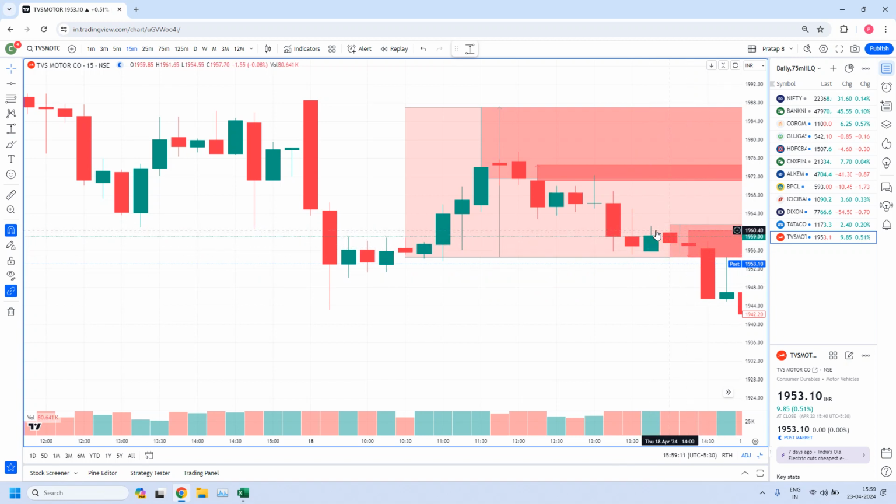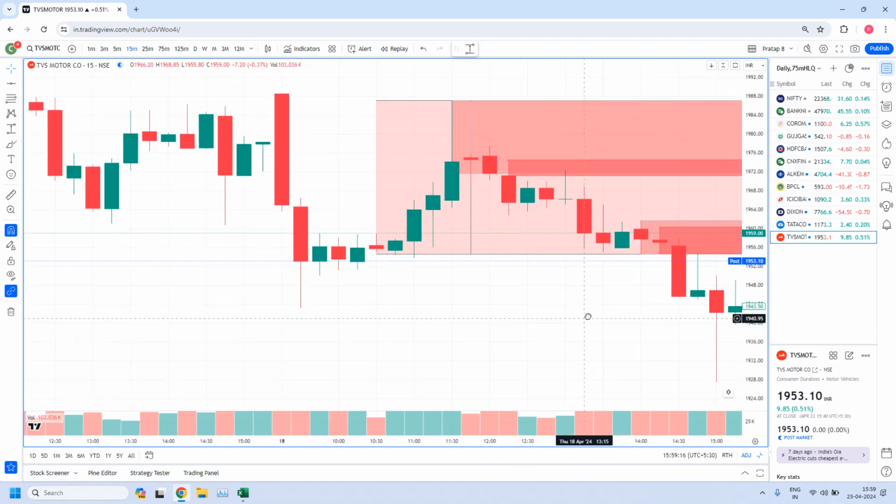This is the 15-minute zone. We have two 15-minute zones. This is one 15-minute zone. This is another 15-minute zone.